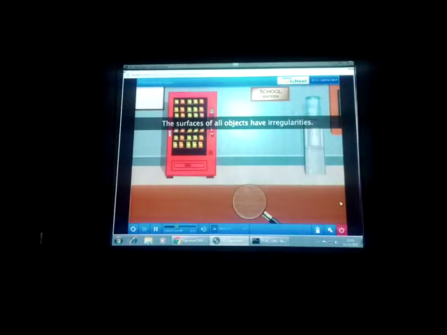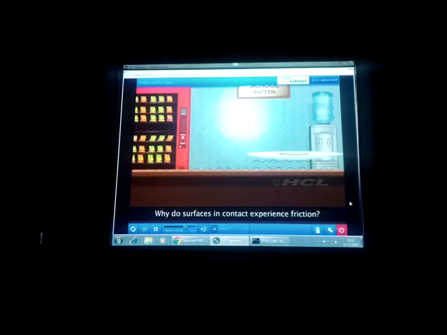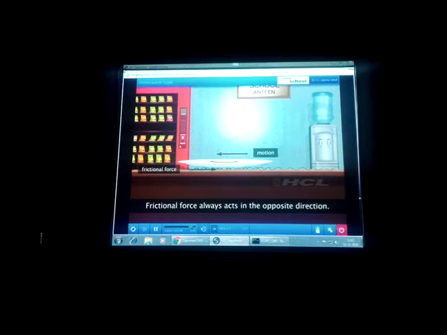The surfaces of all objects, irrespective of how smooth they may seem, have irregularities on them called peaks and valleys. Even a mirror has surface irregularities. Hence, when two surfaces come in contact with each other, their contact points fuse to produce a frictional force. Frictional force always acts in the opposite direction of motion, thus opposing the motion of the moving object.